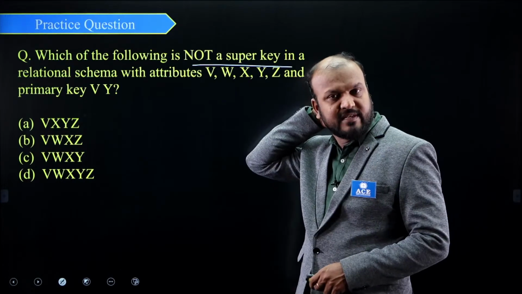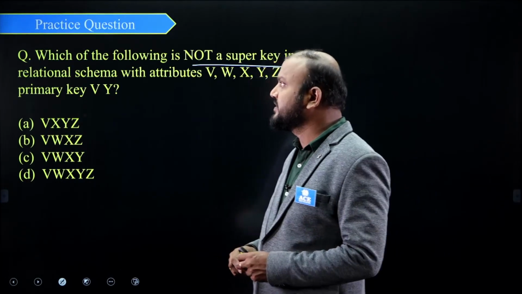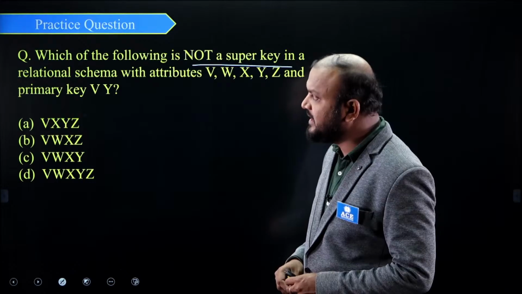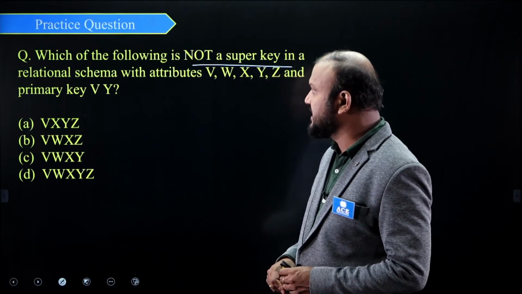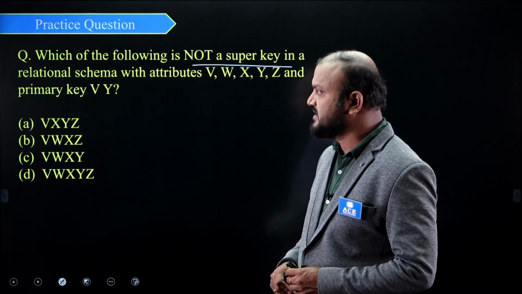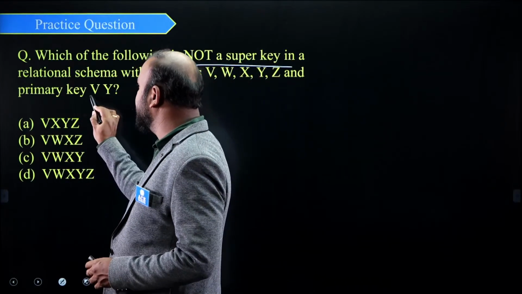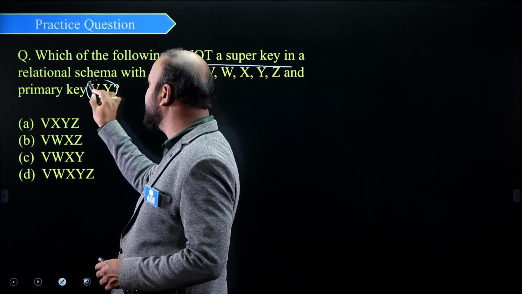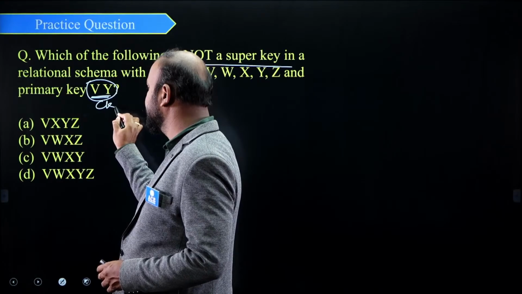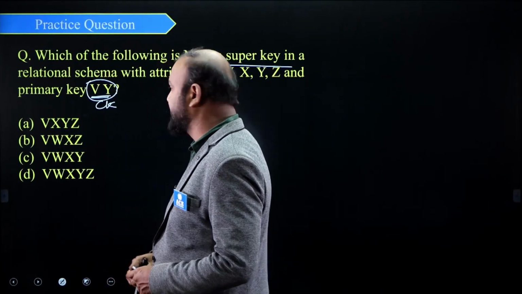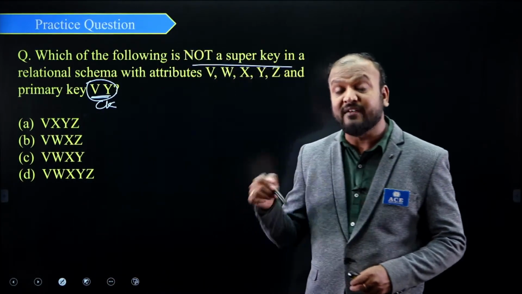I can give you some time to understand which of the following is not a super key in a relational schema with attributes V, W, X, Y, Z, where the primary key is VY. The primary key is VY means we can call it a candidate key. So the question is about super key. A super key should have a candidate key.